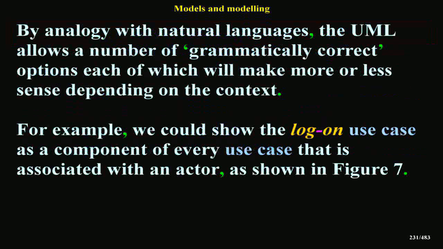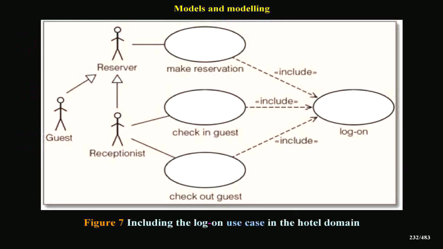By analogy with natural languages, the UML allows a number of grammatically correct options, each of which will make more or less sense depending on the context. For example, we could show the log-on use case as a component of every use case that is associated with an actor, as shown in Figure 7. Figure 7: including the log-on use case in the hotel domain.